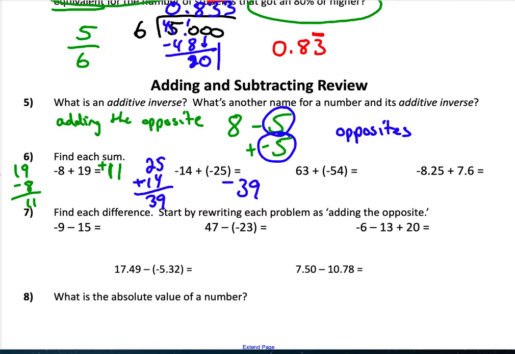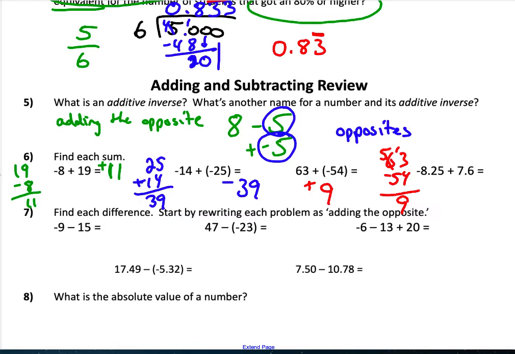63 and negative 54, well, they have different signs, so I'm going to subtract them. Think of them as kind of battling against each other. And I get 9. I'm going to take the sign of the bigger number. 63 was bigger than negative 54, so it's going to stay positive.